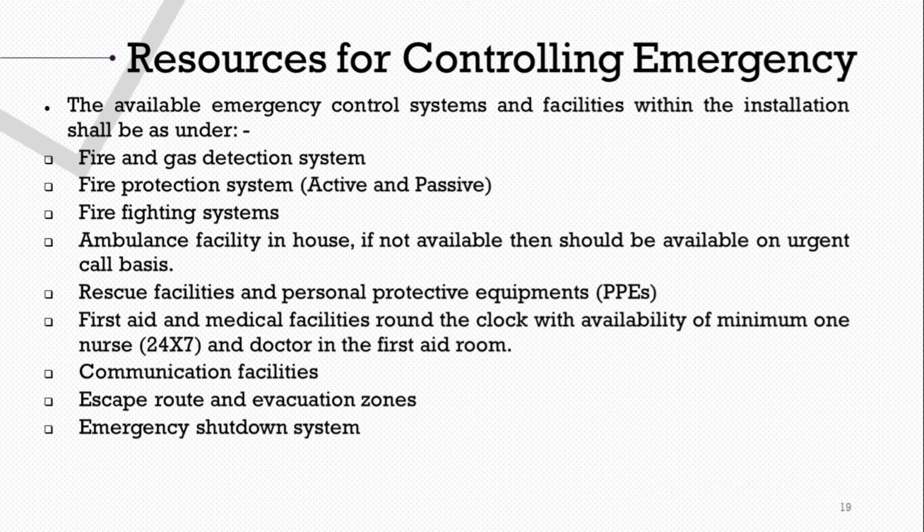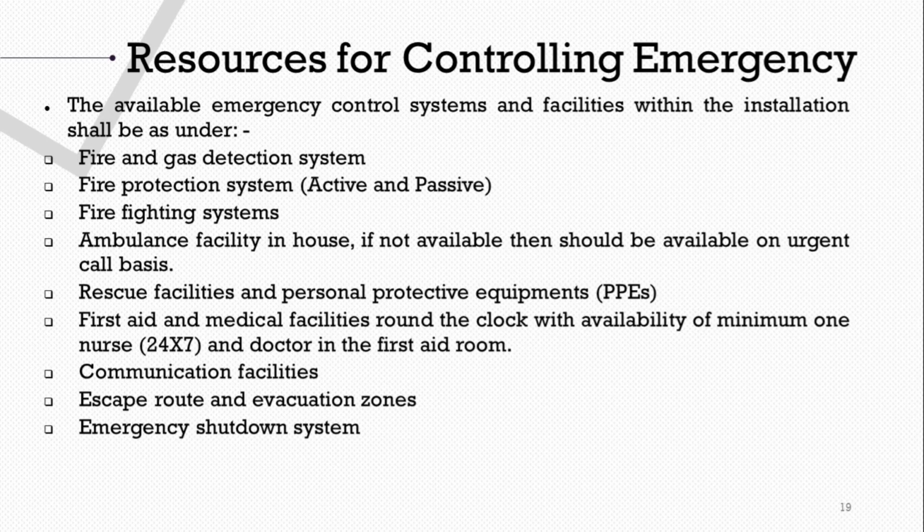Hello everyone, I am Krutat Patel and my roll number is 18BPE 060. Now I will discuss the resources for controlling the emergency. There are many available emergency control systems and facilities. First one is the fire and gas detection system. As we know, there are many detection systems which detect whether any fire has occurred or not. If a fire occurs, then we have to protect against it. So the second one is the fire protection system. There are two types, one is active and the second one is passive.